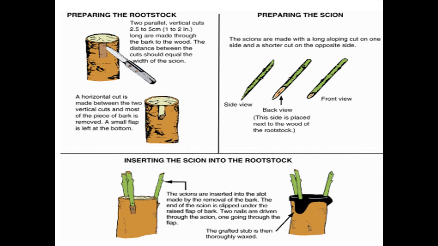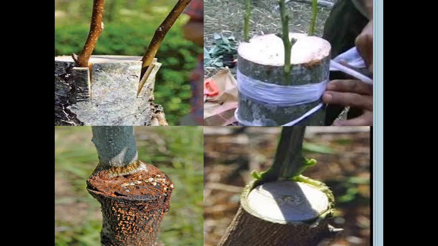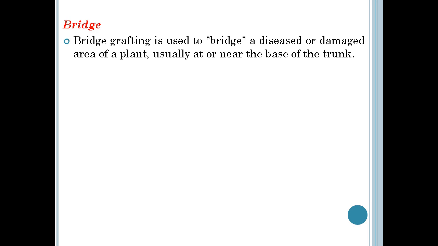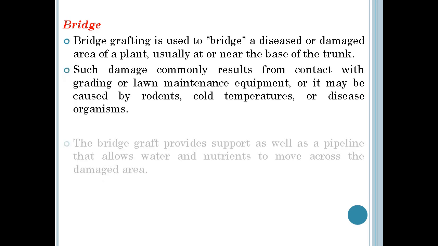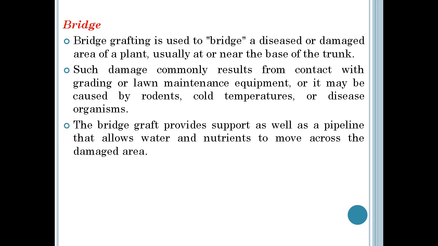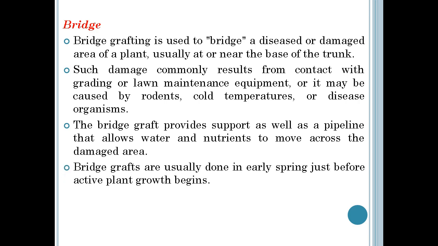Bridge grafting. Bridge grafting is used to bridge a diseased or damaged area of a plant, usually at or near the base of the trunk. Such damage commonly results from contact with grading or lawn maintenance equipment, or it may be caused by rodents, cold temperatures, or disease organisms.